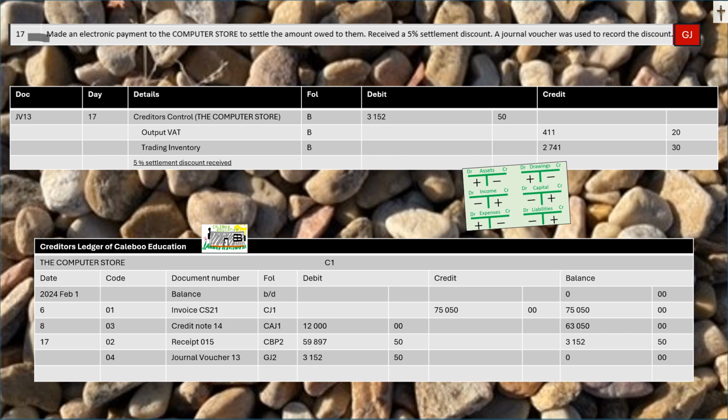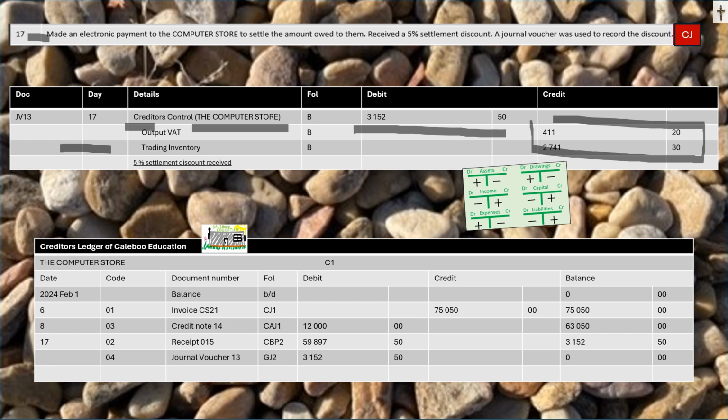So here it is. This is an extract from the general journal. Creditors control and the computer store were debited with 3,152.50. Don't worry about the VAT and the trading inventory. We are only doing the account of the computer store in this video. So code for settlement discount, Calibre Education made it 04 and most textbooks. There's the document number.